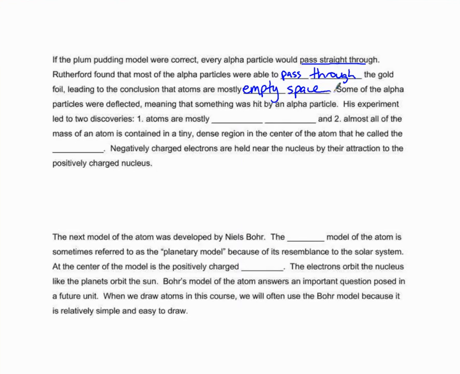But some of the alpha particles were deflected, meaning that something was hit by the alpha particle. His experiment leads to two discoveries. So the first one, atoms are mostly empty space. You'll definitely want to remember these two takeaways. So atoms are mostly empty space, and number two, almost all of the mass of an atom is in a tiny dense region at the middle of the atom that he called the nucleus.